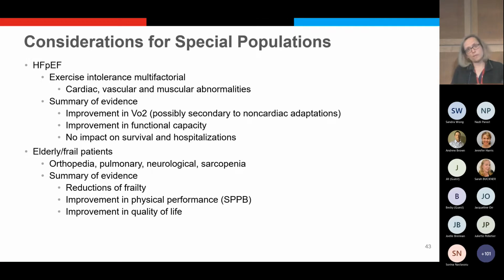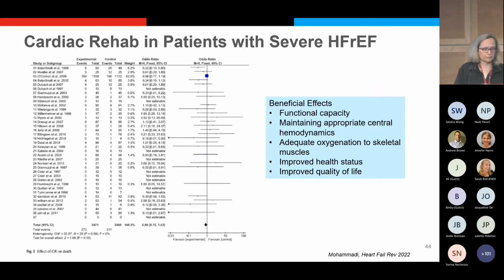The other group of patients that we have to consider are the elderly and frail patients, right? Because these patients are also at great risk. And again, it's the arthritis, the neurologic, the sarcopenia that all influence their ability to exercise and to successfully complete rehab. But again, there is data in elderly, frail heart failure patients that their quality of life is improved, their exercise tolerance is improved with rehab. So these are not contraindications to referral.